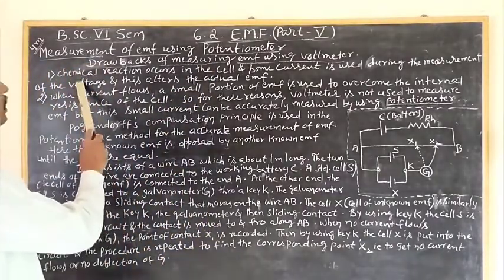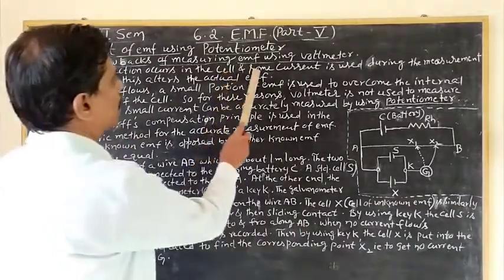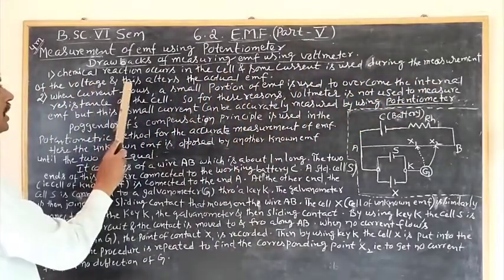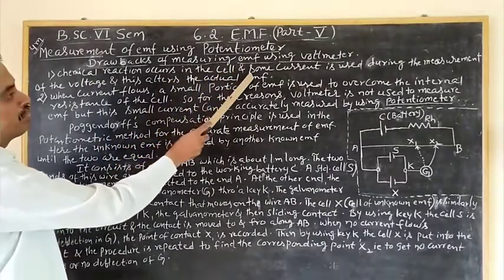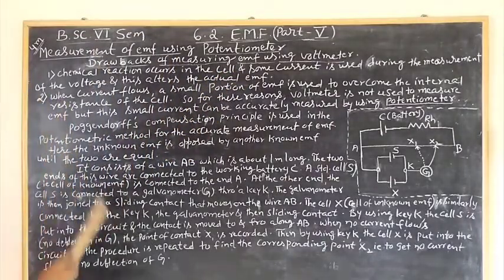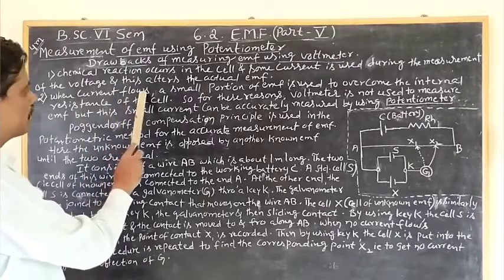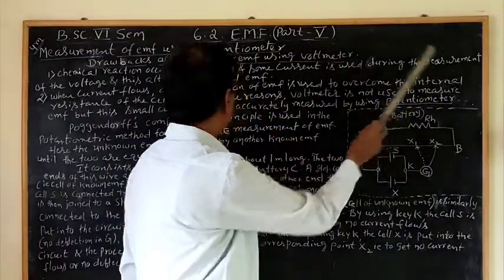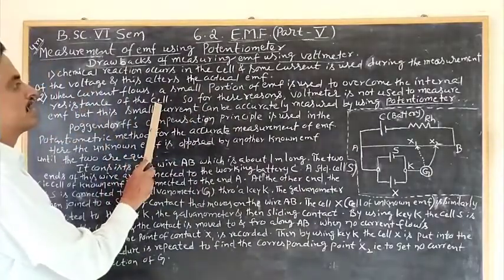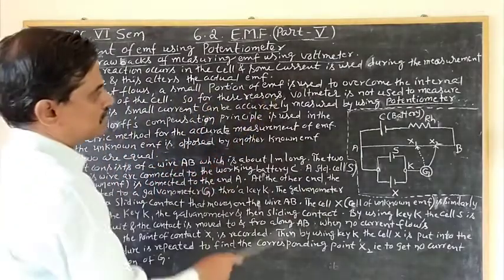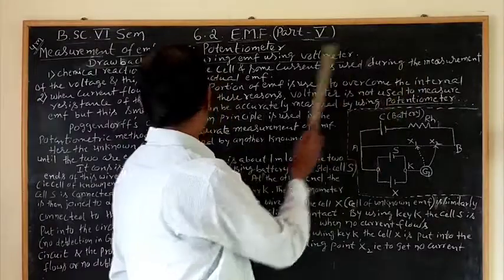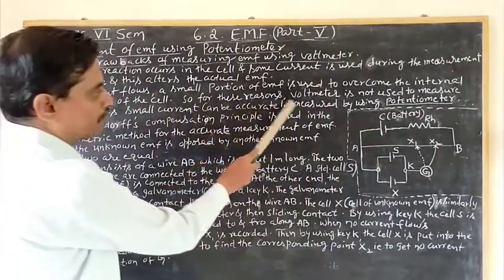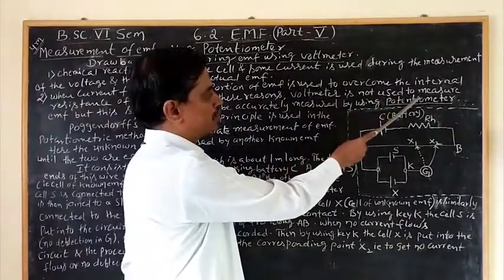The first one: chemical reaction occurs in the cell and some current is used during the measurement of the voltage, and this alters the actual EMF. Second drawback: when current flows, a small portion of EMF is used to overcome the internal resistance of the cell. So for these 2 reasons, voltmeter is not used to measure EMF, but this small current can be accurately measured by using the potentiometer.